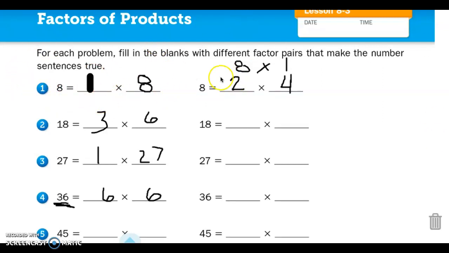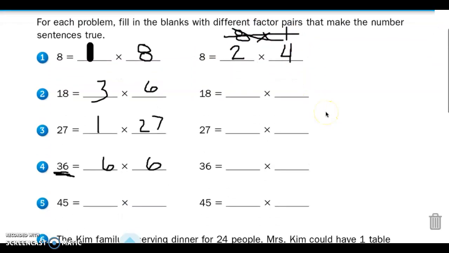Yes, they both equal 8, but since we're using the same numbers, it's not a new fact pair because we already used 8 and 1. Just because you put it in a new order does not make it a new fact pair. So I see how these two numbers are different. These pairs are different numbers, so that works as a new fact pair.